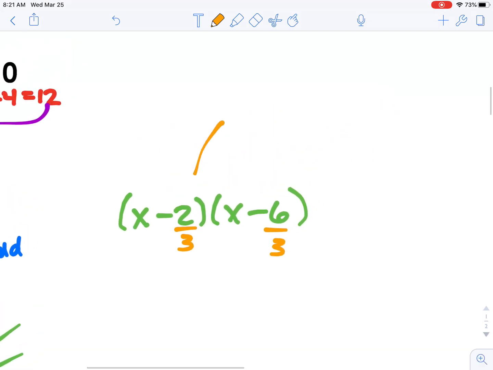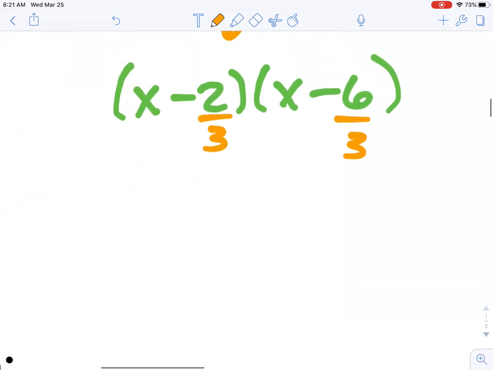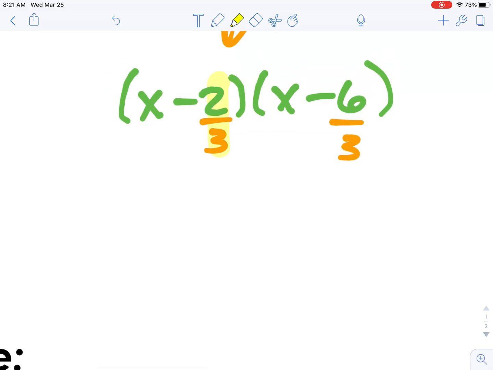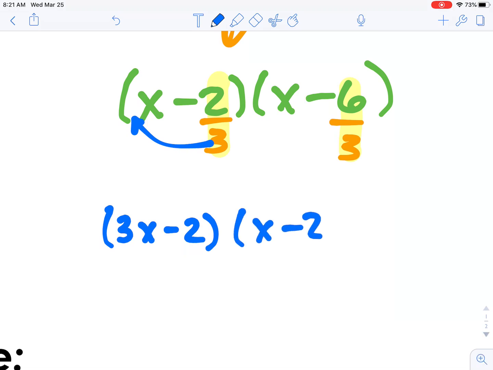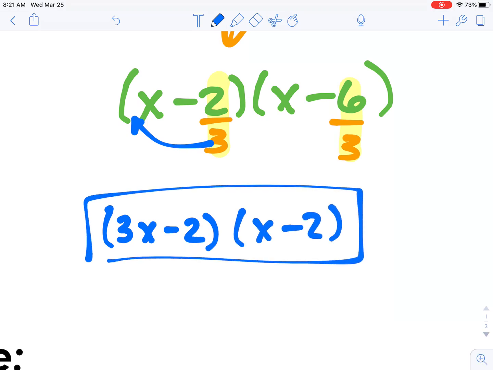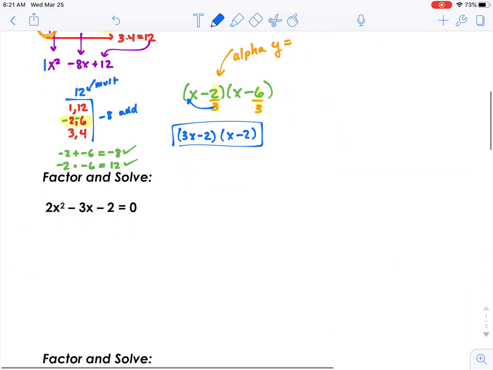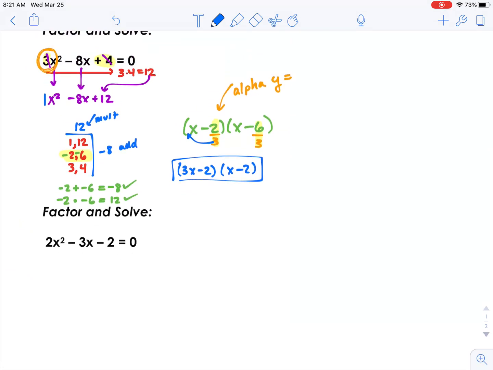This is where in the calculator, I always want you to check with alpha y equals to reduce them. Sometimes they need to be reduced, other times they divide nicely. For this one, 2/3 doesn't reduce, and this is where we do our bottoms up. That would be 3x minus 2. 6 divided by 3 is 2, so we have x minus 2. All right, that is our factored form.